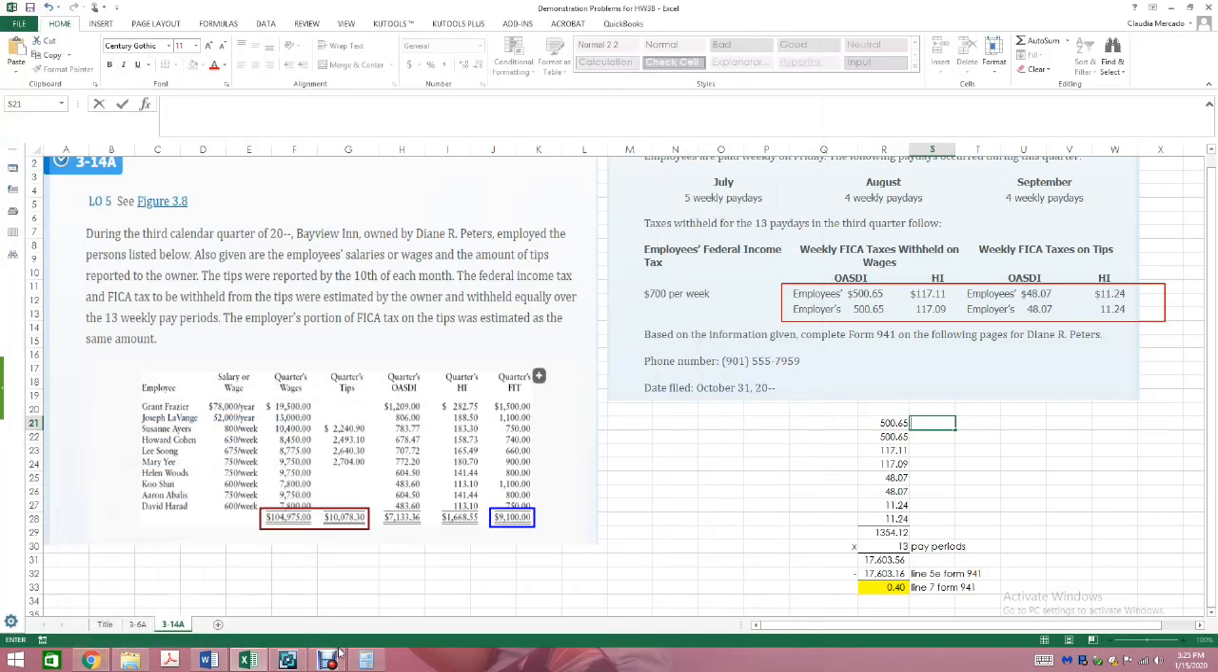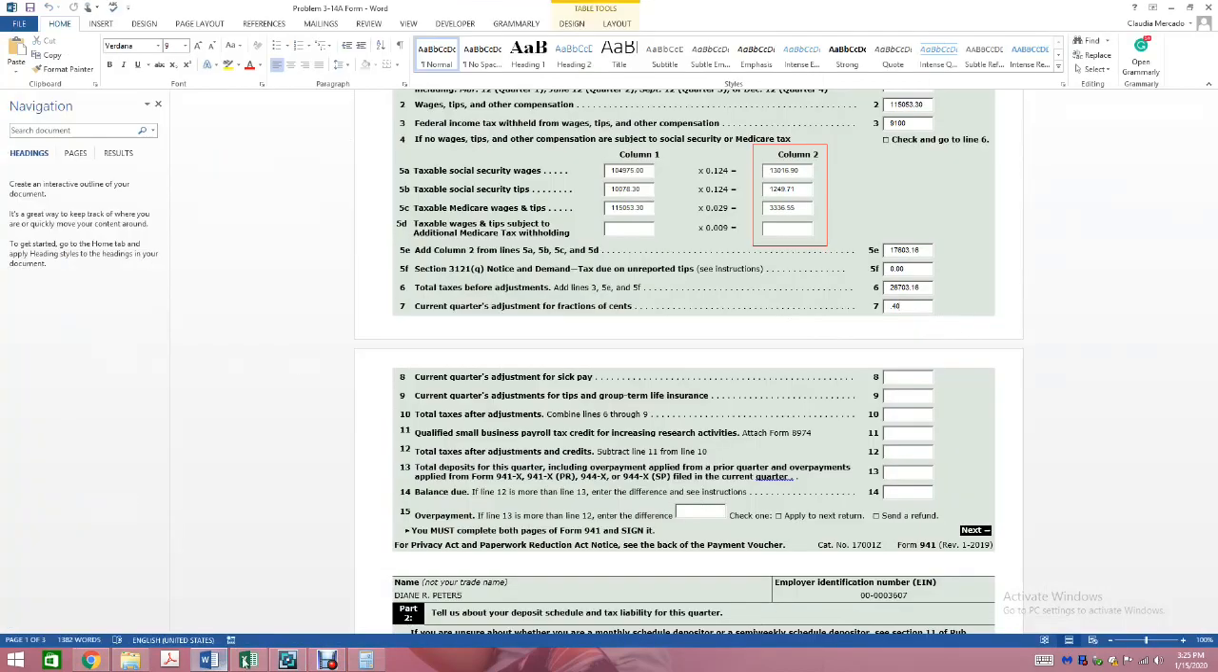I'm sorry. Okay. So then we figured that out. Then we're going to move on. Current quarter's adjustments for sick pay. The textbook, or the problem, doesn't specify any of that information. Box 9. Current quarter's adjustment for tips and group life insurance. No adjustments are identified.